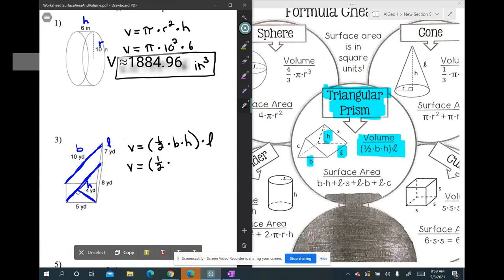We have volume equals 1/2 times our B, which is 10, times our height, which is 4, times our length, which is 7. If we do some mental math, half of 10 is 5, times 4 would give us 20, times 7 would give us 140. And then we're talking about yards, so it's cubic yards or yards to the third power. Or you can also put that equation into Desmos and you'll get the same answer.